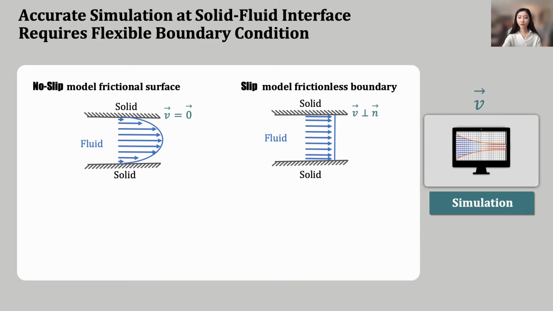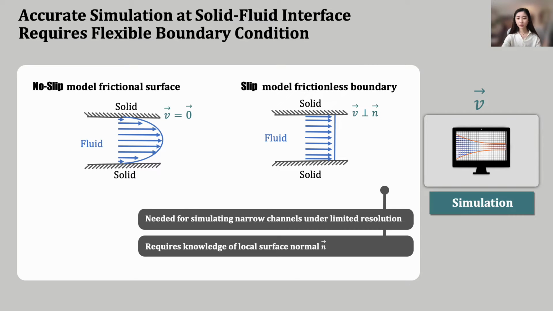The slip boundary condition requires the flow velocity at the interface to be perpendicular to the boundary normal, so we need to know the local boundary normal to use the slip condition. Slip is needed when the simulation resolution is limited. In this case, if we model the flow going through a narrow pipe using no-slip boundary, we'll see the flow having a quadratic profile, essentially being choked by the pipe. To summarize, we need both no-slip and slip conditions for an accurate simulation.